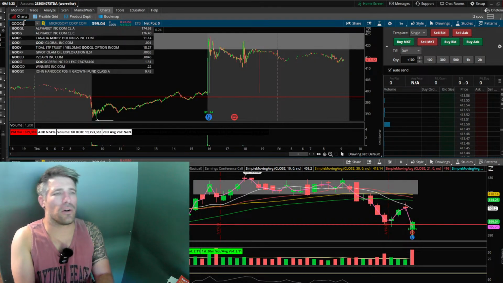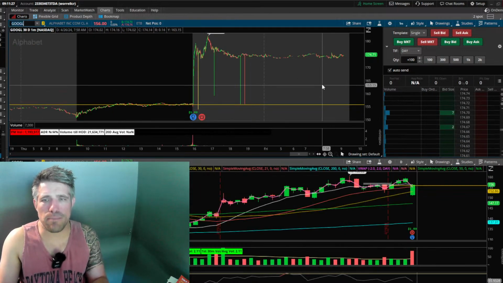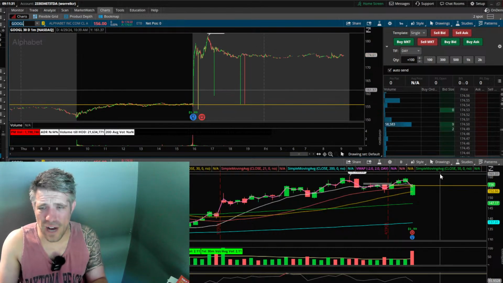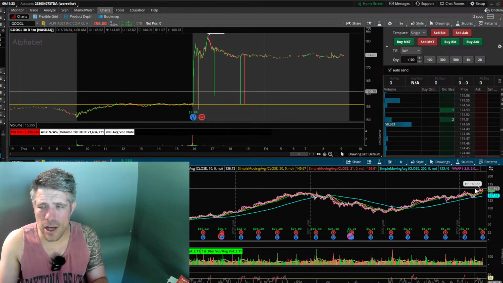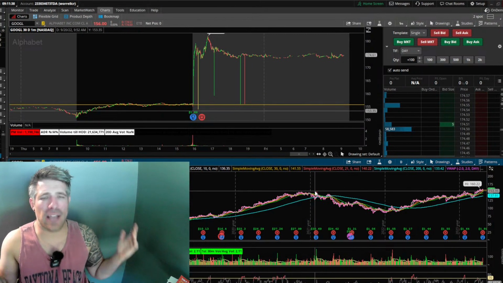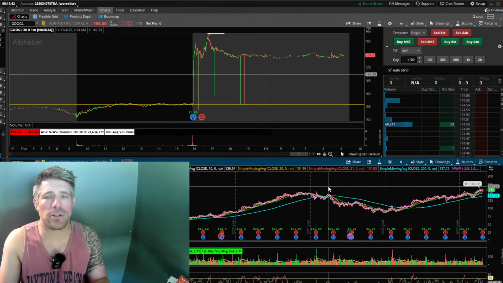Let's look at Google. Google also had a beautiful pop, this beautiful rise. Where is this sitting at right now? 174.55. Are you freaking kidding me? Look at this, 174.55. That has cleared, it's at all-time highs right now. Guys, Google is absolutely killing it.